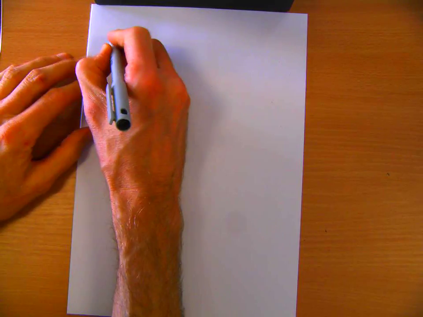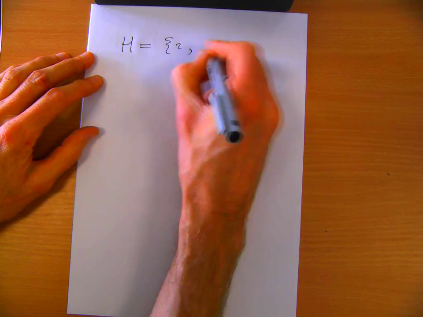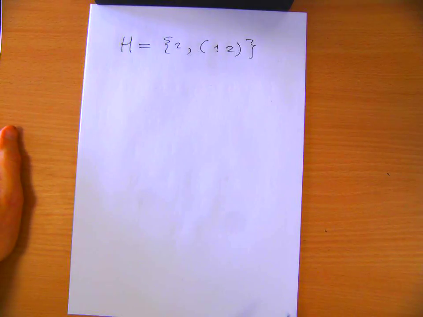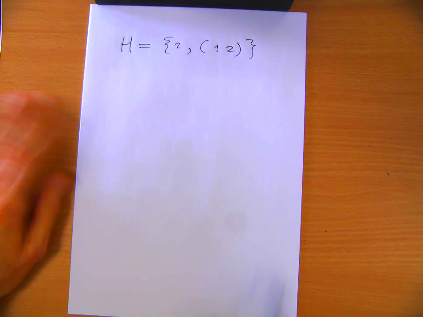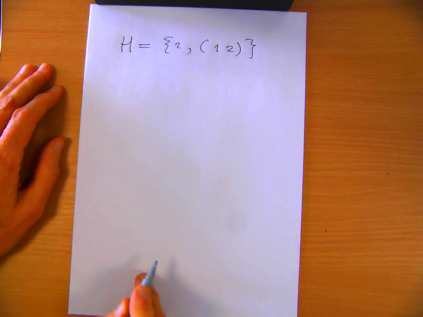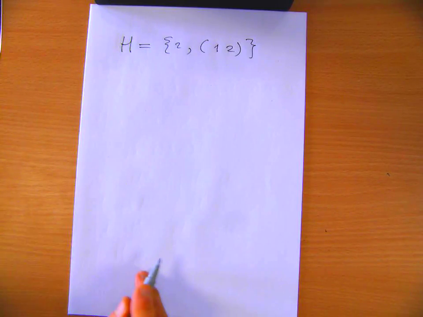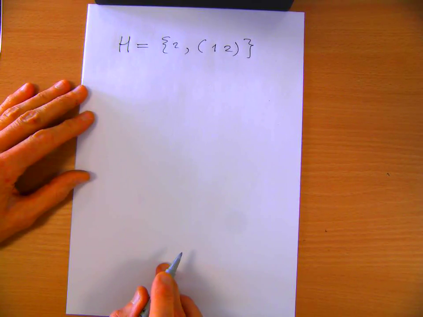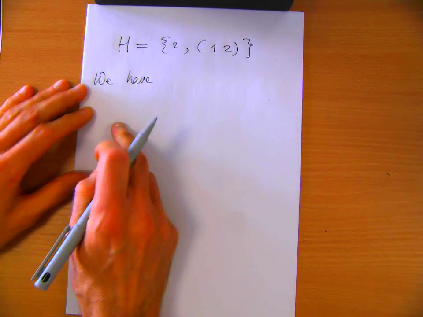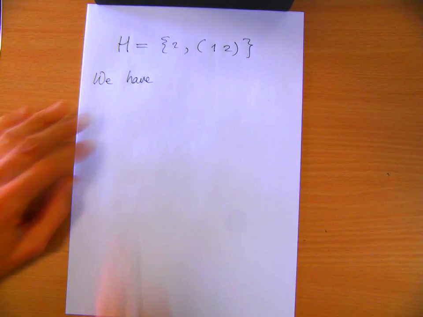So just to remind you, H is the identity element and the transposition (1 2). So what I want to do is compute cosets, and I'm going to do this in a fairly pedestrian way since this is the first example. Later on, when you get used to this, you'll be able to take some shortcuts. So in principle, I can go through the 6 elements of G and compute the coset for each one.